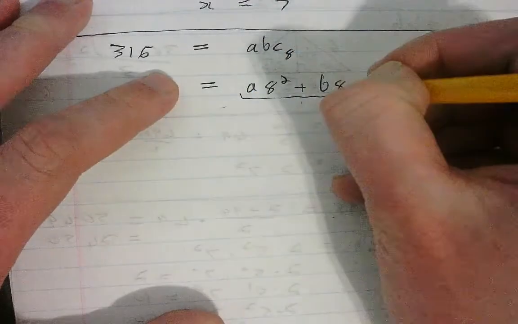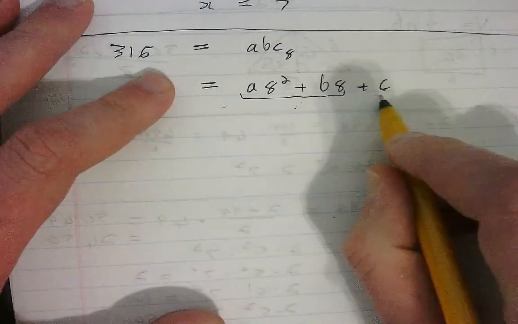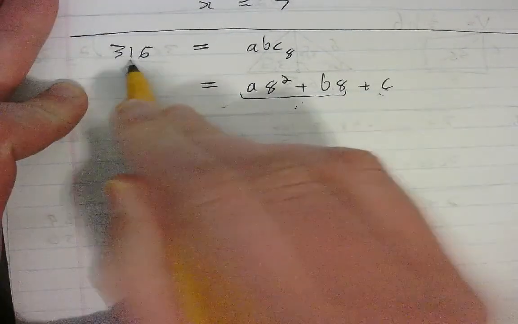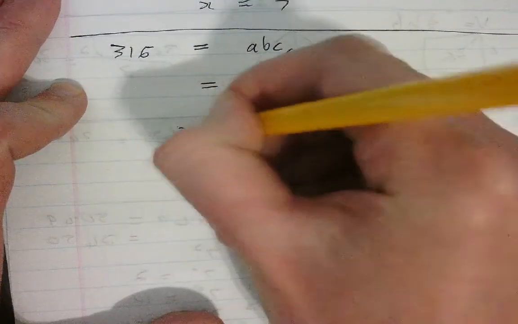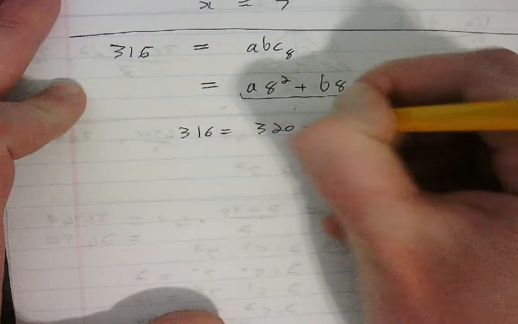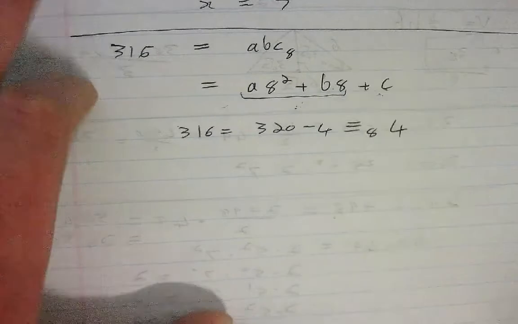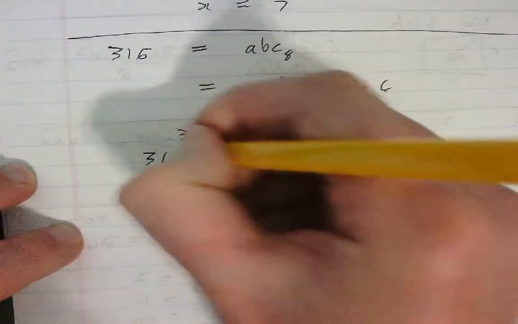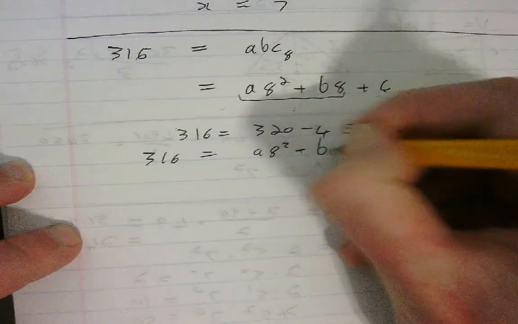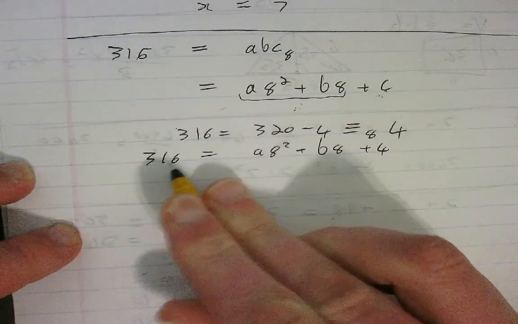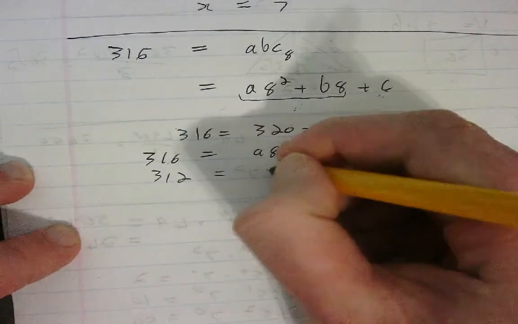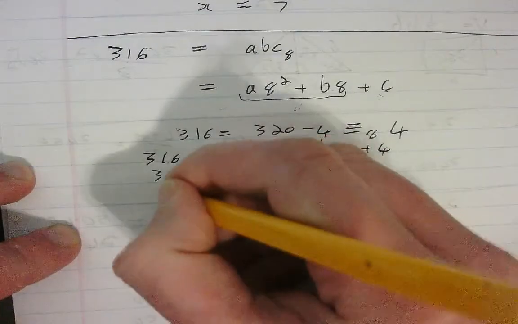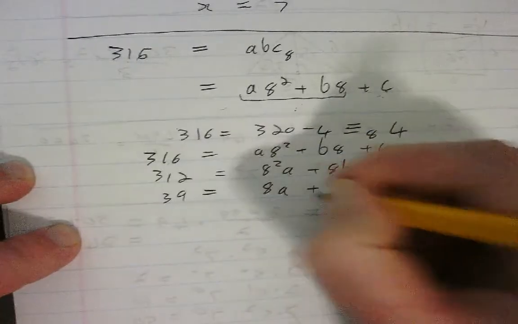You see that this part over here is a multiple of 8, and this is smaller than 8. So this is just the remainder that I get when I divide this by 8. Okay, this over here is just 320 minus 4. So when I divide by 8, we will get that it's 4. Then I'll just fill this in. So we get 316 is just a times 8 squared plus b times 8 plus 4. Taking the 4 to the other side, we get 312 is, let's put this in front, 8 times (8a plus b). Dividing right through by 8, this will just be 39 is 8a plus b.